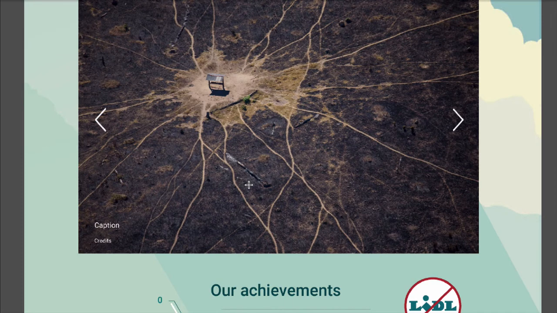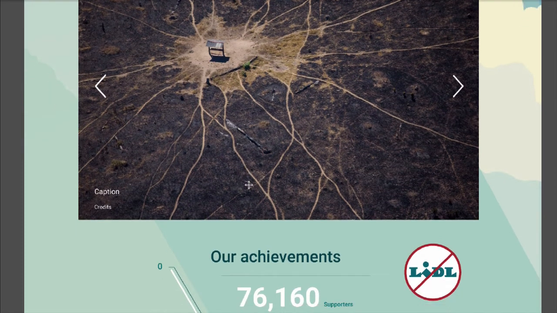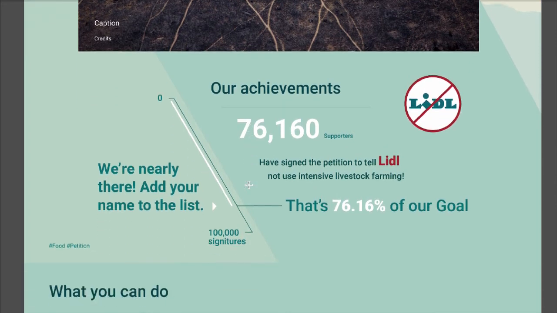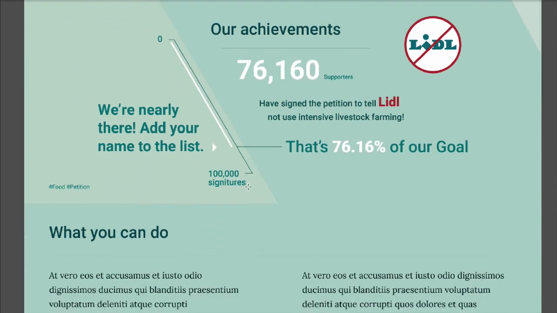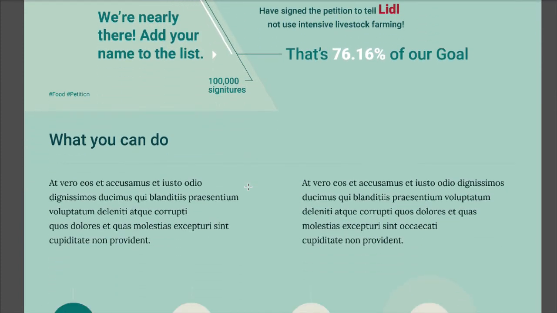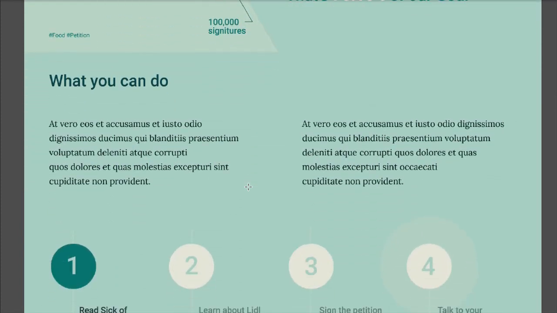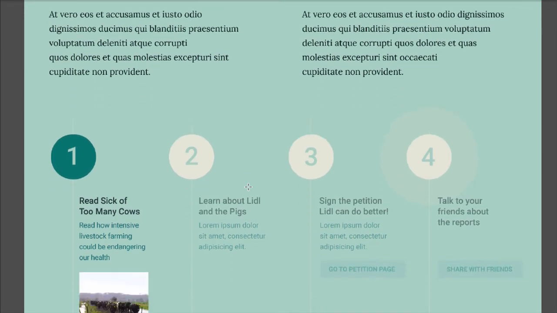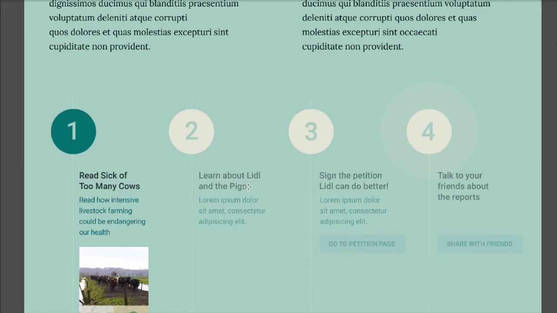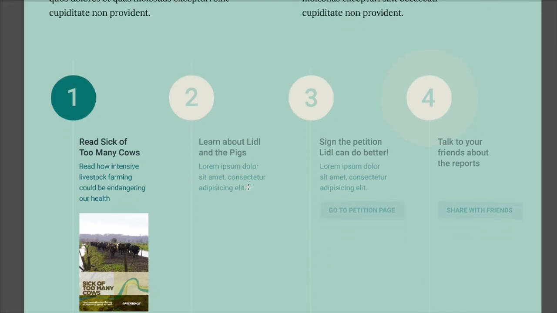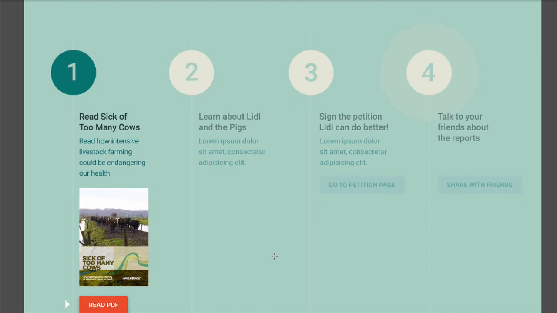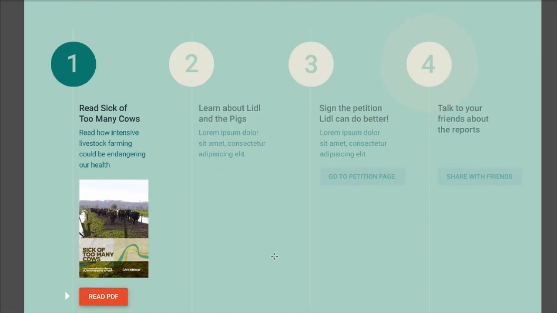Of course, we'll have dynamic multimedia content. We will try to show what our achievements are. And here in the What You Can Do section, we clearly outline exactly what a user can do to learn about this particular campaign, where the petition is, how they can share with friends, any behavioral change that they might have. The Take Action page is a versatile content type.